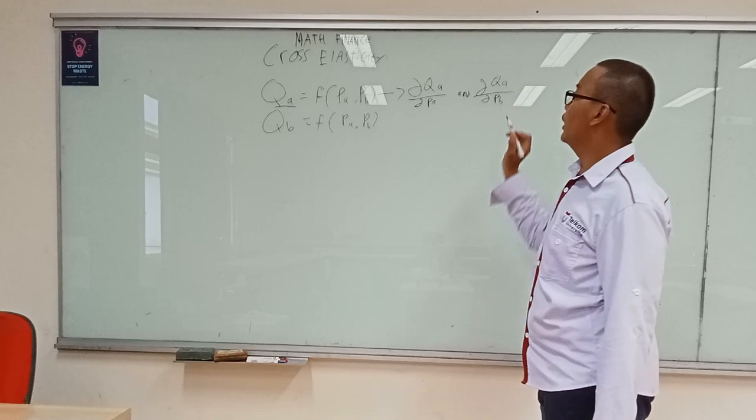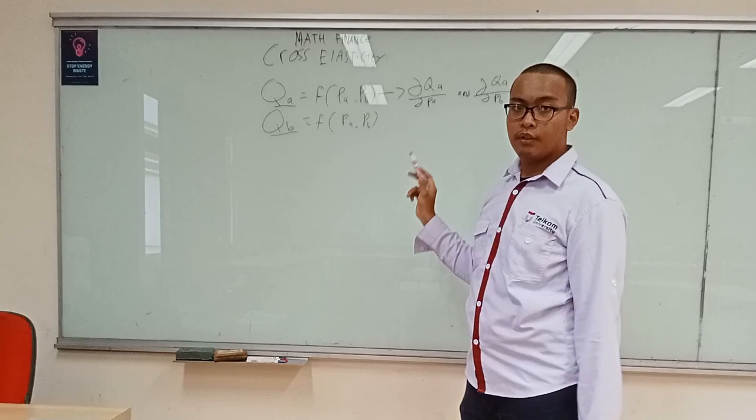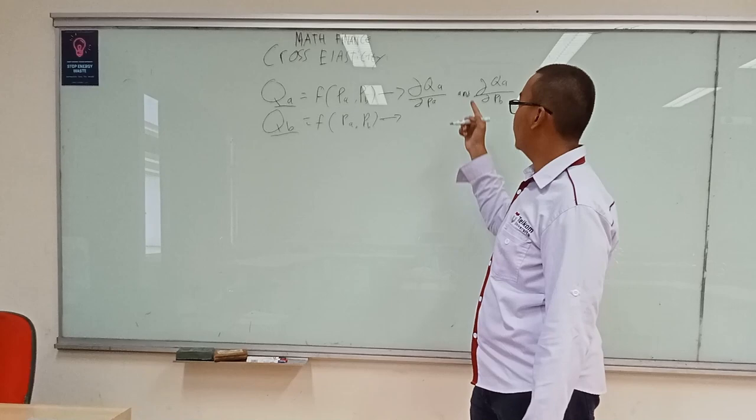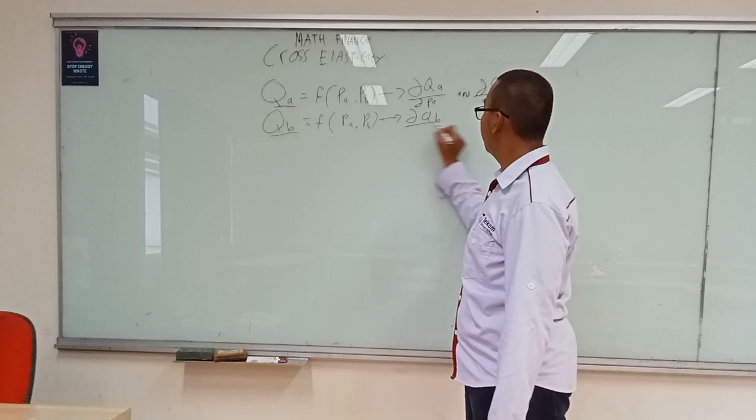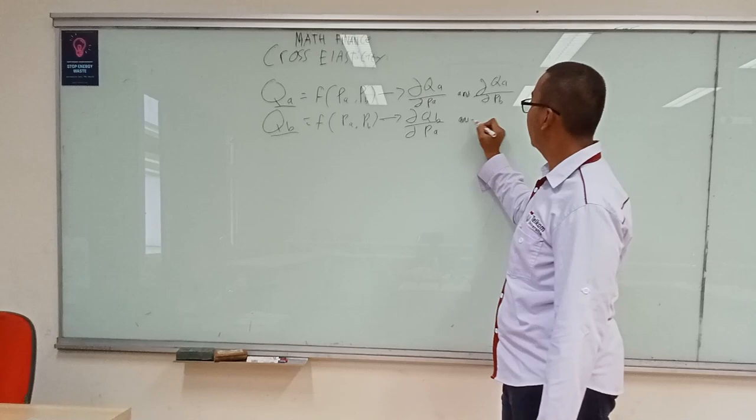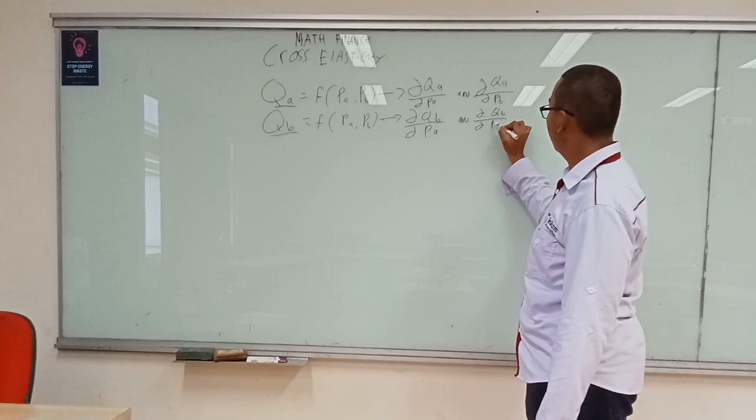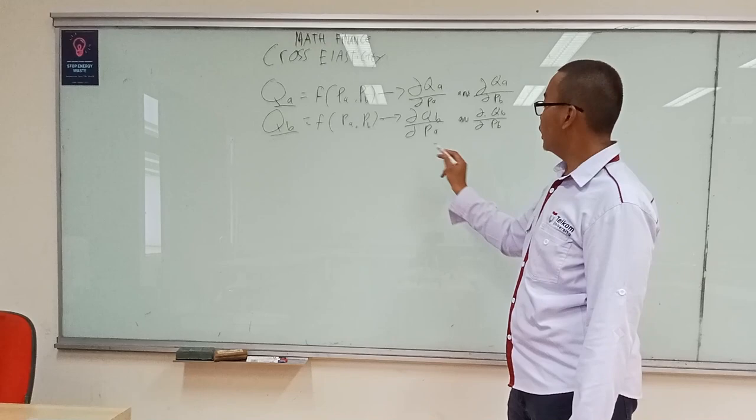And then the second one is we need to find the derivative of QB. It's going to be similar to QA, but instead of partial QA, we're going to have partial QB. So partial QB per partial PA and partial QB per partial PB. It's going to be like this. And then after we find all of these four, we're going to put them into the equations.